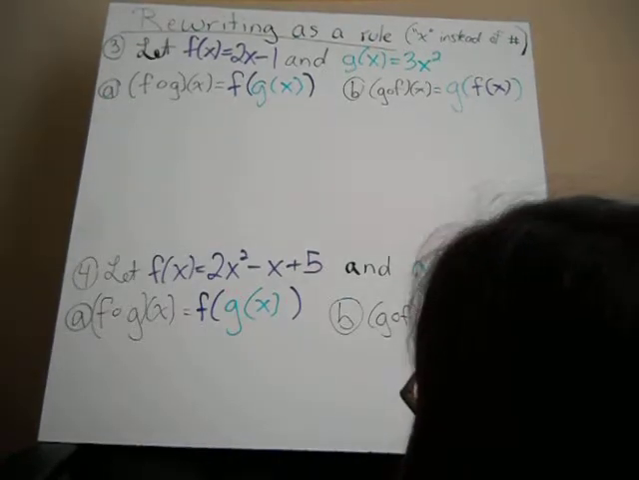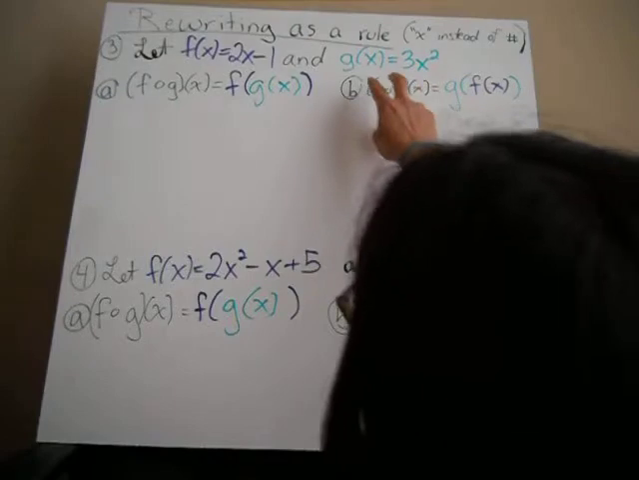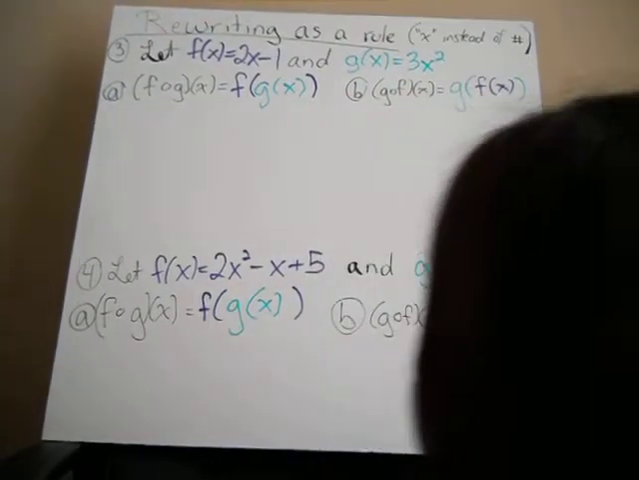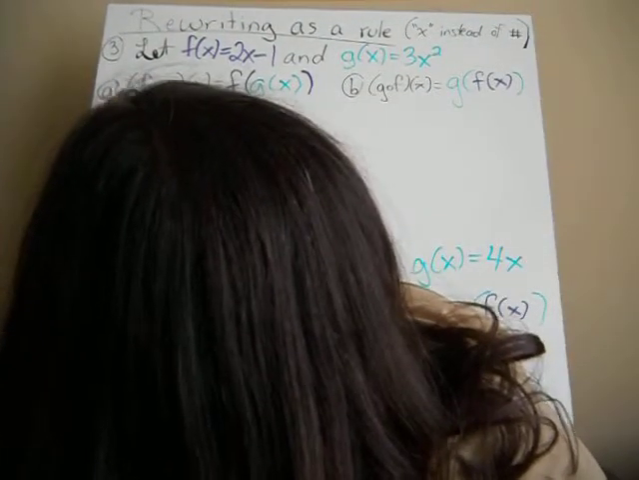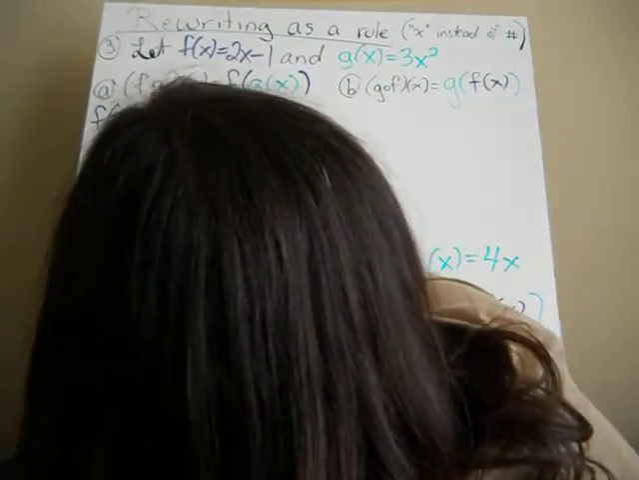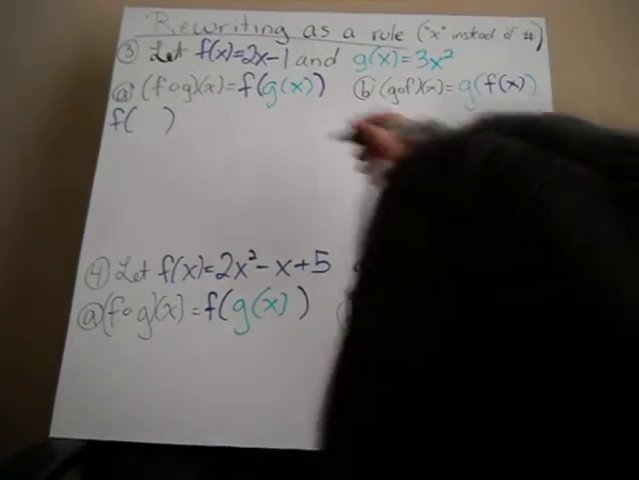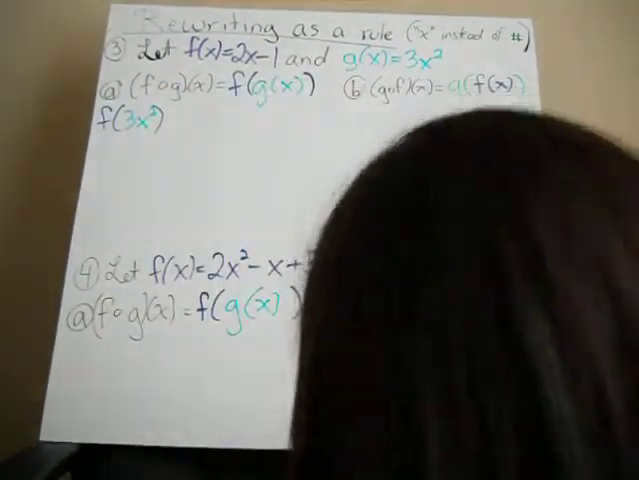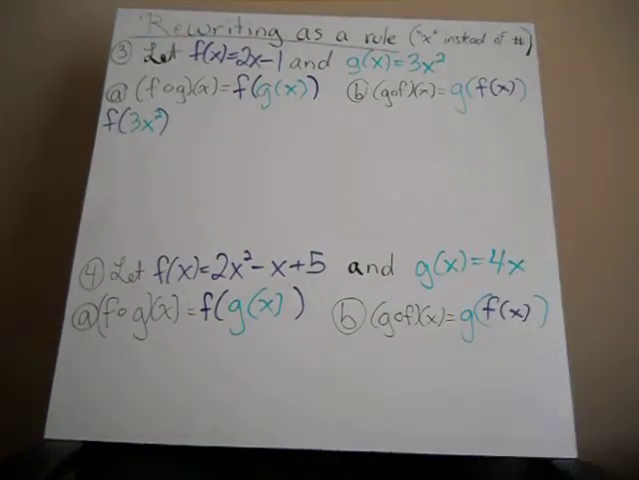In some ways, this is easier than evaluating it for a number, because there's no first step. g of x is equal to 3x squared. So what we're really doing is evaluating this for f of g of x. Well, g of x is 3x squared. So what we're going to be doing is everywhere there's an x in f of x, we're going to be putting 3x squared.